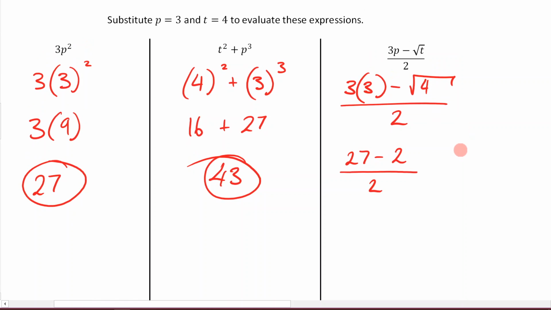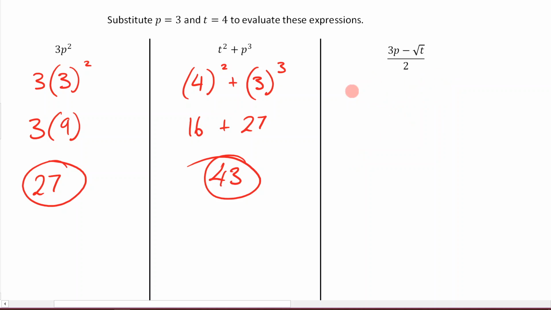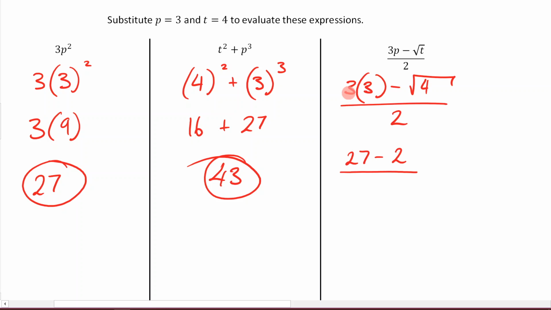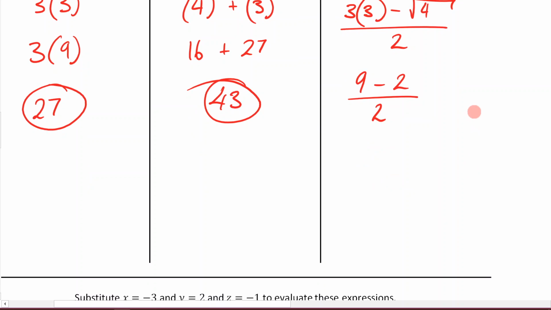Whoops, what have I done wrong? Whoopsie daisy. Actually, let's go back to this step. So I would have gotten a mark just for this. I went 3 times 3 was 27, which is not true. 3 times 3 is 9, minus 2 over 2. That's better. Now I'm going to get 9 minus 2 is 7 over 2. That's going to be my answer, because I can't simplify that anymore.